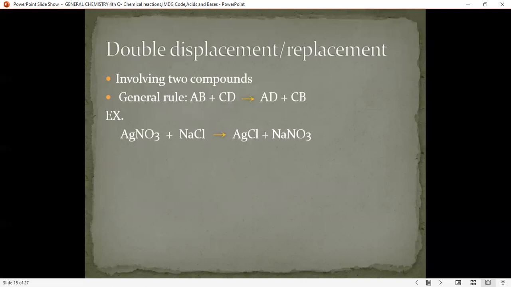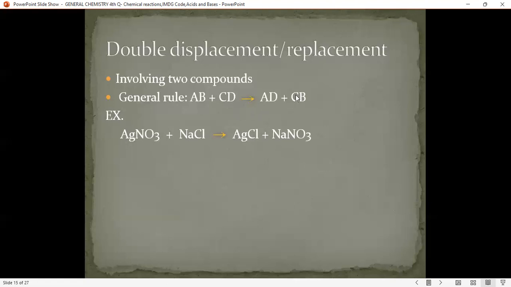Next, we have double displacement, or in some other books also replacement. So this involves two compounds. In a single replacement, we only have a compound and an element or an ion or an atom. But in double displacement, we are involving two compounds here. So the general rule is AB, one compound, plus CD, another compound, will yield AD, meaning the cation of the first compound will be paired up with the anion of the second compound, plus CB, this time the cation of the second compound will be paired with the anion of the first compound.